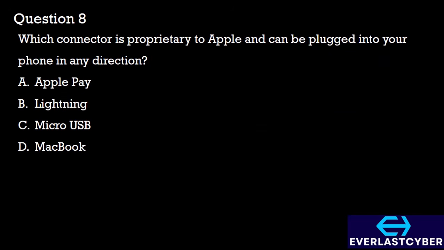Question 8. Which connector is proprietary to Apple and can be plugged into your phone in any direction? A. Apple Pay. B. Lightning. C. Micro USB. D. MacBook. Apple Pay is a mobile payment service and not a physical connector, so that is out of it. Lightning connector is a technology that was developed by Apple and it's used for connecting devices like the iPads, iPods, and iPhones to chargers.